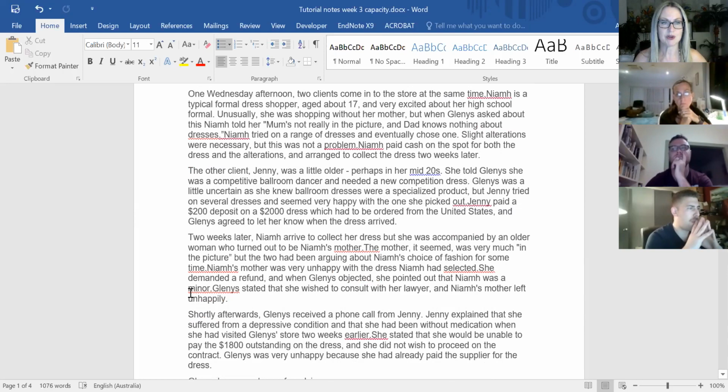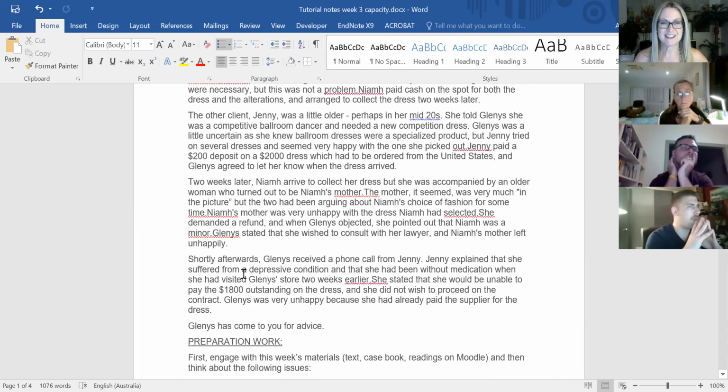Jenny is a little older, maybe in her 20s. She says that she's a competitive ballroom dancer, needs a competition dress, and buys one that's worth $2,000, which has to be ordered specially from the US. Gladys says that she'll let her know when the dress is in. She's paid a deposit, so she hasn't paid in full. Two weeks later, Neve arrives to collect her dress.